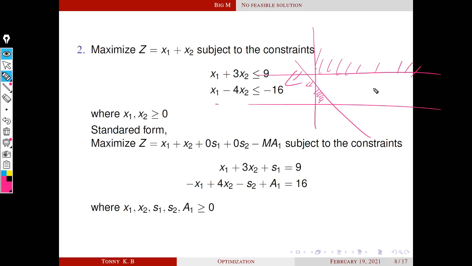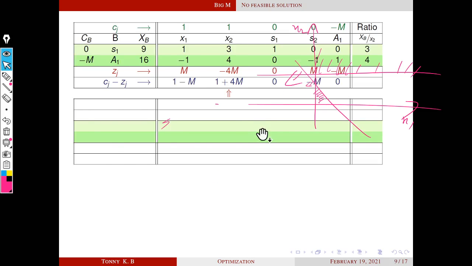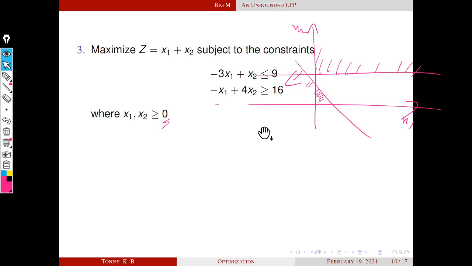Then what happens? There is no common region in the positive first quadrant, x1 and x2. x1 and x2 should be positive, isn't it? So suppose one straight line is like this and the other straight line is like this. One region is on this side, the other region is on the other side. There is no common region in the first quadrant. That means the constraints are inconsistent. There is no feasible solution. So that's the idea. You can verify using the graphical method.